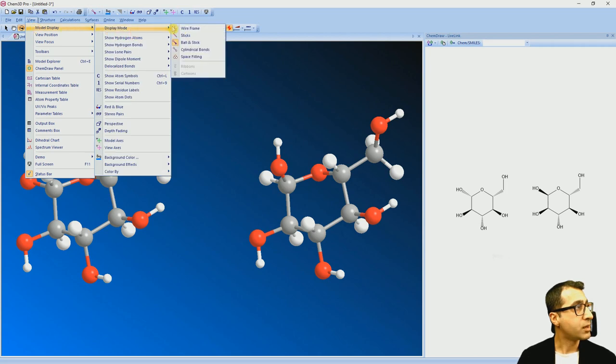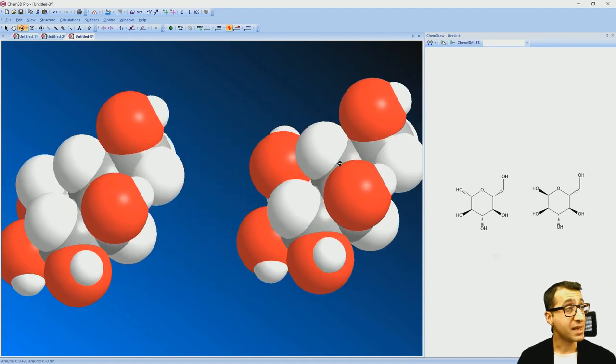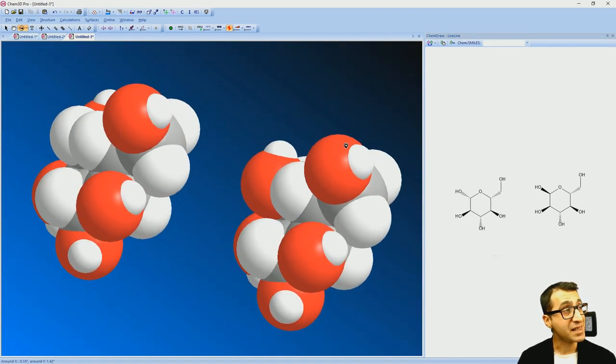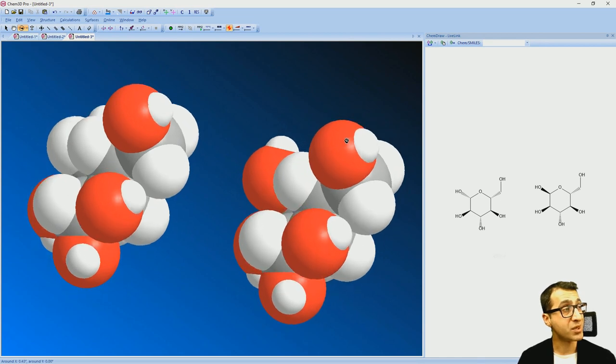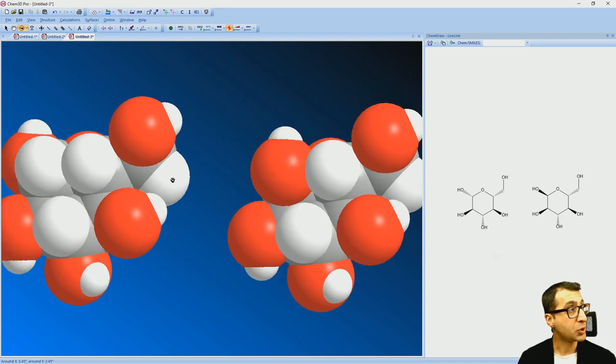So we could, for example, display these as space-filling models, in which case they look very, very different. These are the same two molecules, but this is a space-filling model as opposed to a ball and stick model. And in this model, you're being shown the surfaces of the outer electron shells of all of the atoms which are bonded to each other.